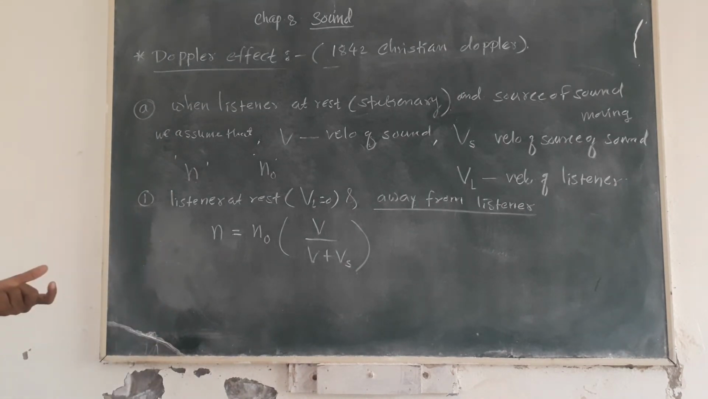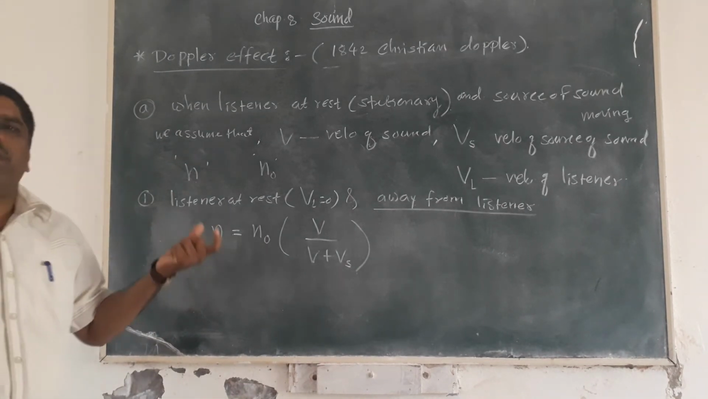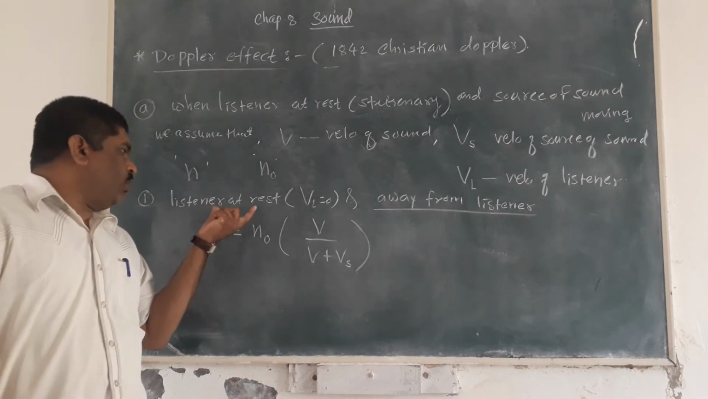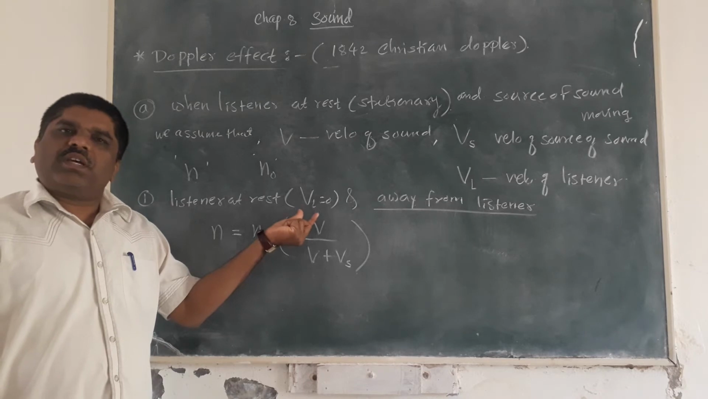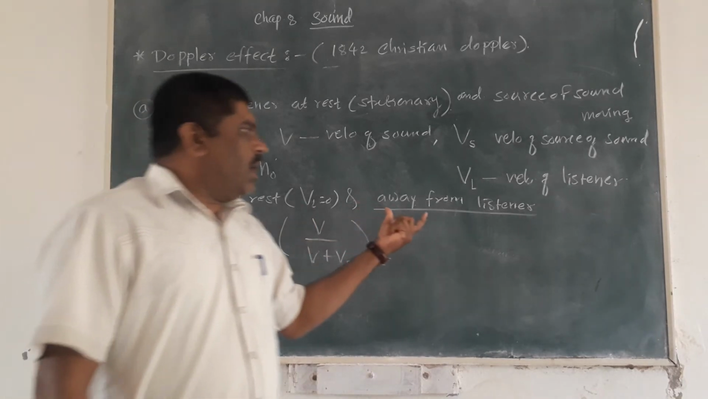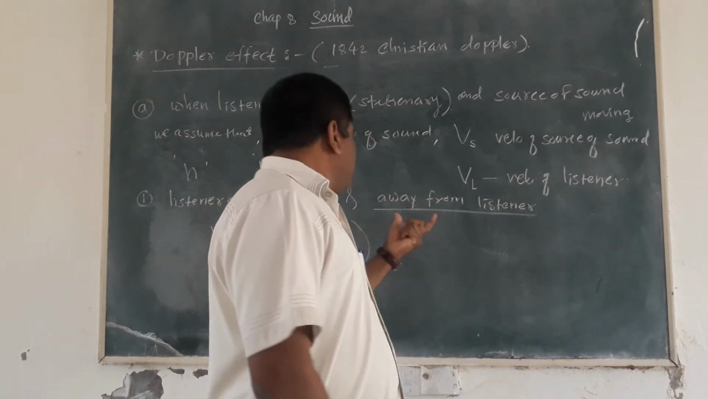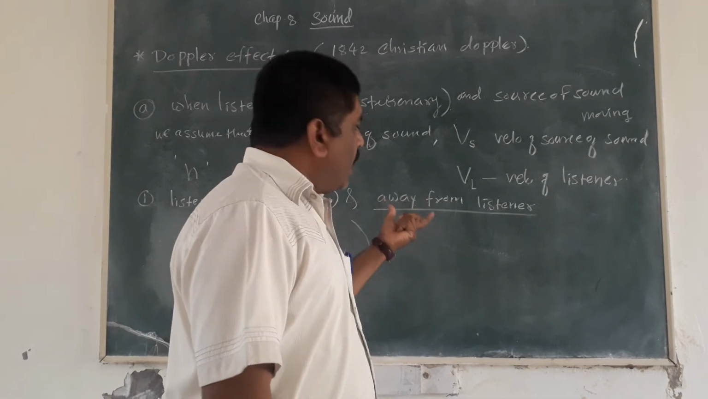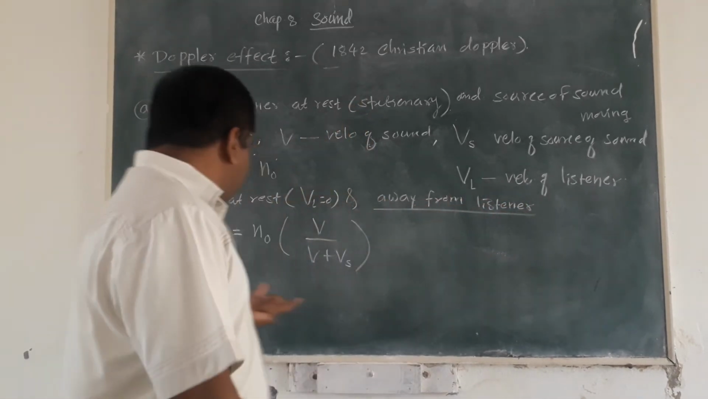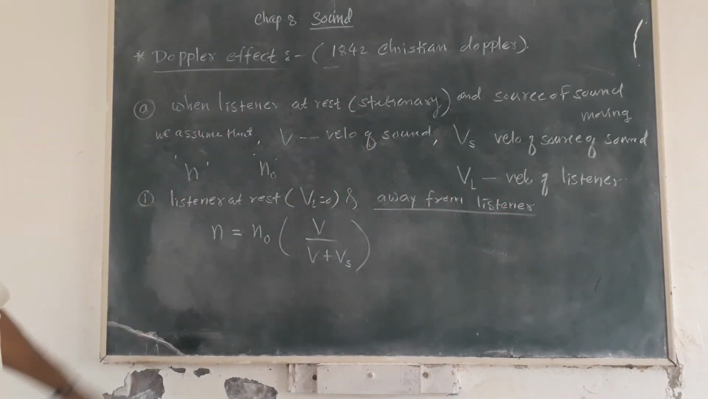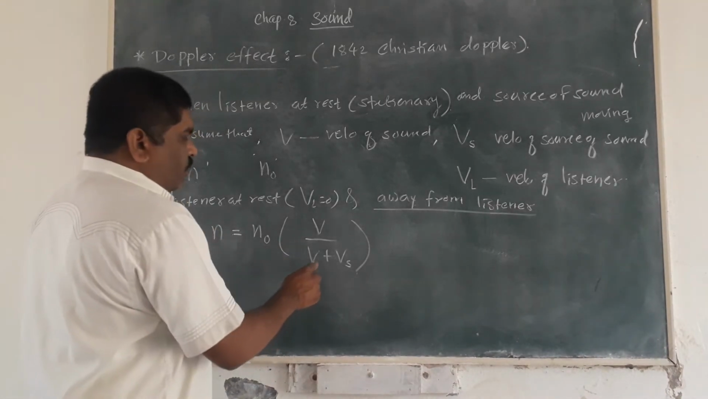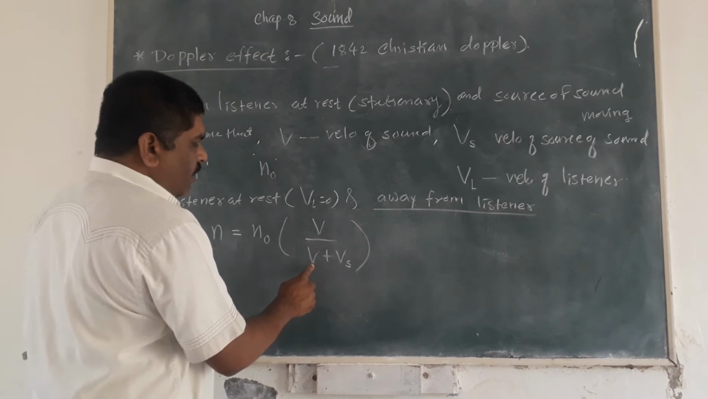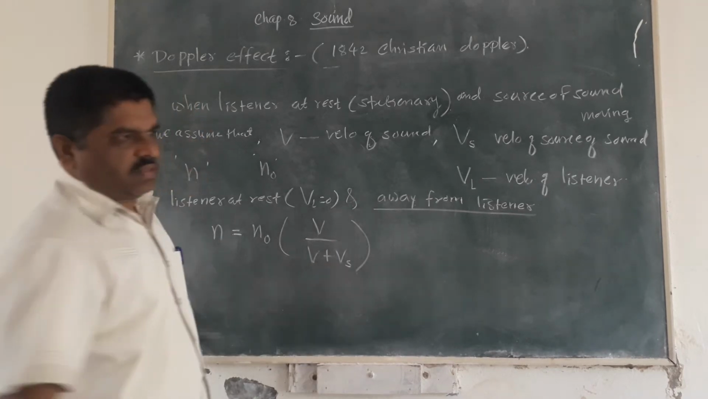We calculate the change in apparent frequency in case of listener at rest. That means velocity of listener VL is equal to 0 and source of sound away from listener. तर फ्रिक्वेन्सी आपल्याला ह्या फॉर्म्युलेला मिळते n is equal to n0 into bracket V divided by V plus VS.